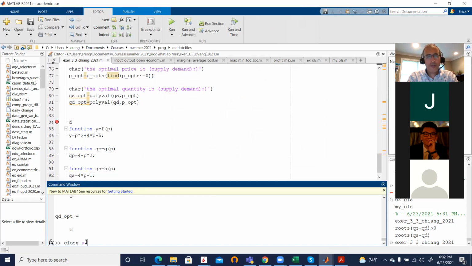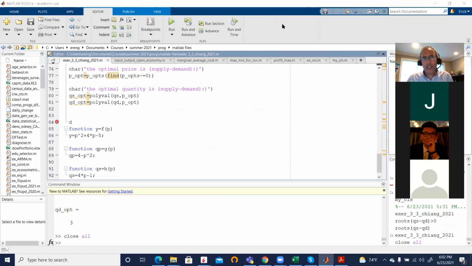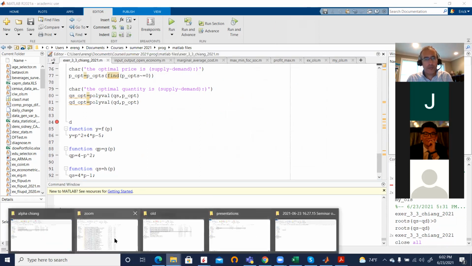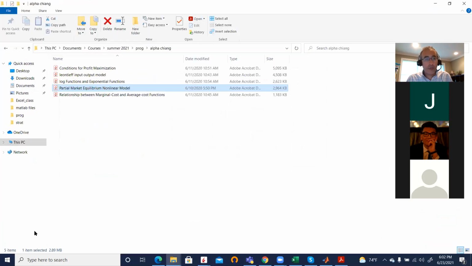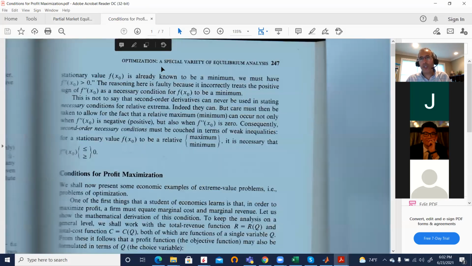So let's do the last reading. Can you please take a look at, let me open, what's this called? Profit maximization. Yes. Okay. So let's take 10 minutes to read this one here, guys.